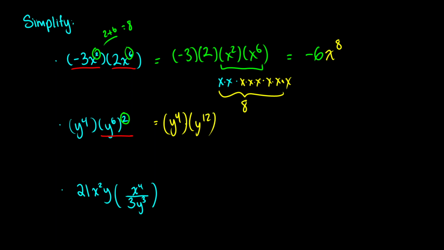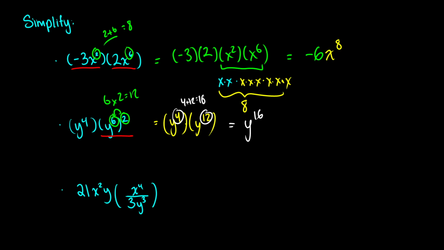So again, you have a power to a power. We multiply these out, so we get 6 times 2, and we get 12. Now here, this is the same as the example above. y times itself 4 times, times y times itself 12 times. So we add these together, 4 plus 12 is 16. So our final result here is going to be y to the 16. That's our simplified version of it.